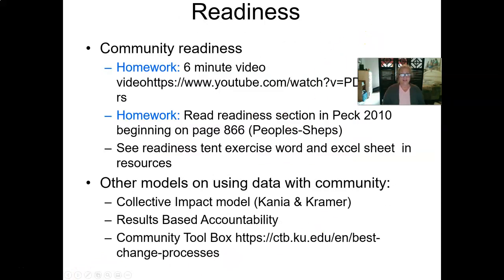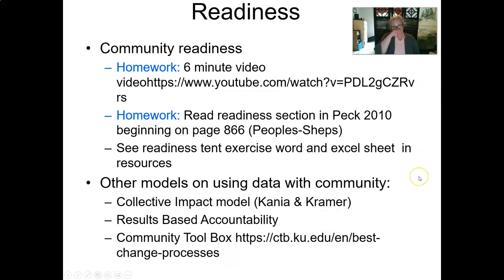So one of the key things in the overview is readiness. PPOR does require that the community be ready to do this. And there's a little video about the story of Antelope Valley in California, who used PPOR, and they were featured in one of the 4 articles. There's a homework, which is reading a particular section on readiness in the PEC article, page 866. And then you can take a look at the readiness tent exercise. It has a Word document that explains it and an Excel sheet. And this actually is used quite a bit with communities.